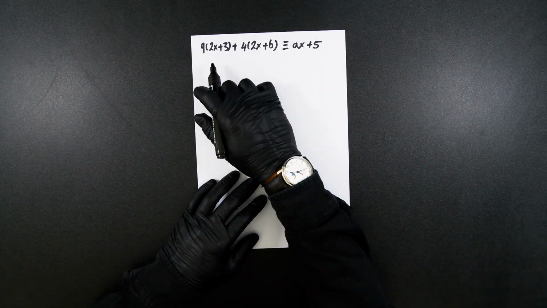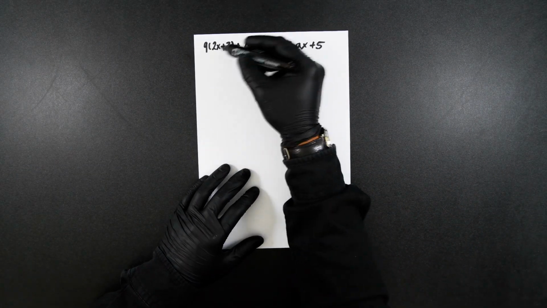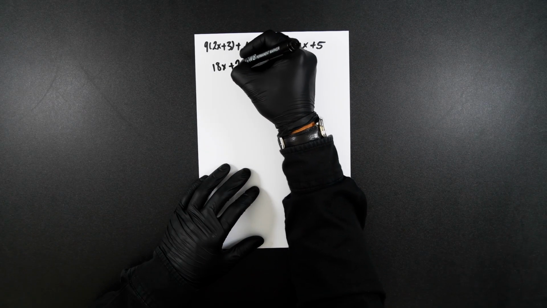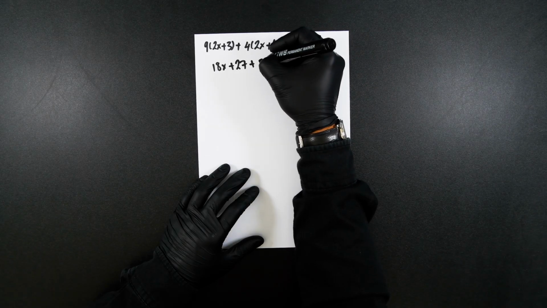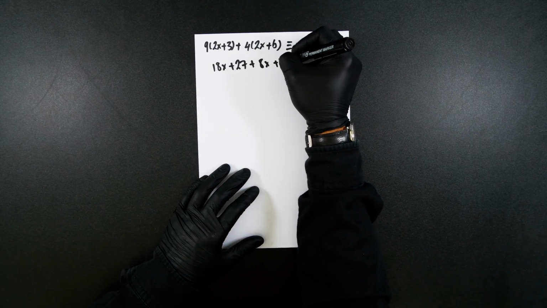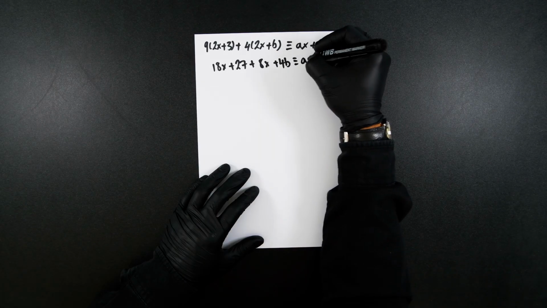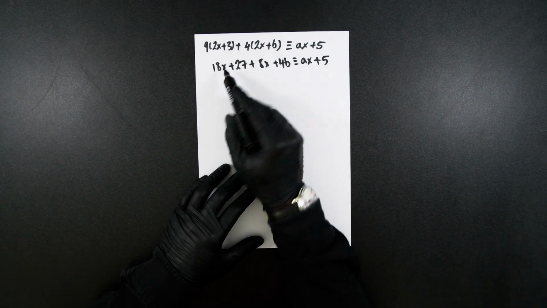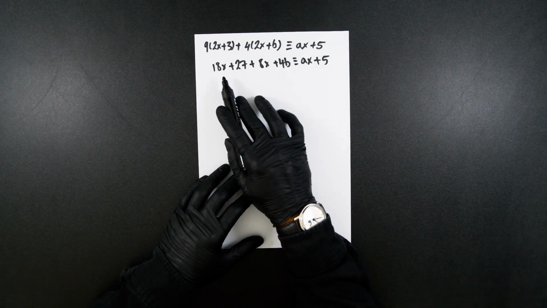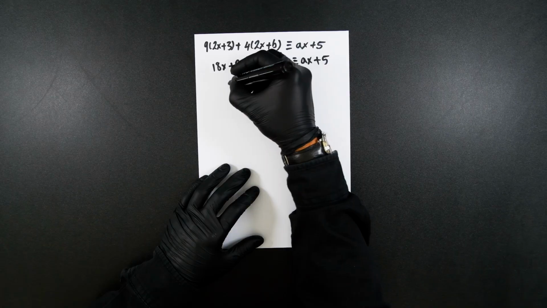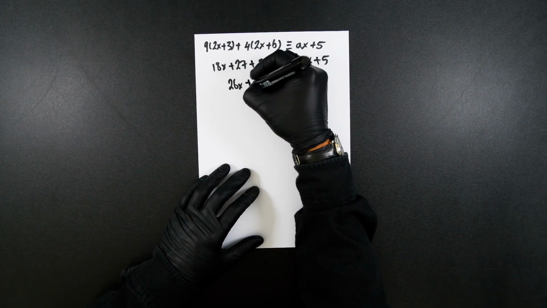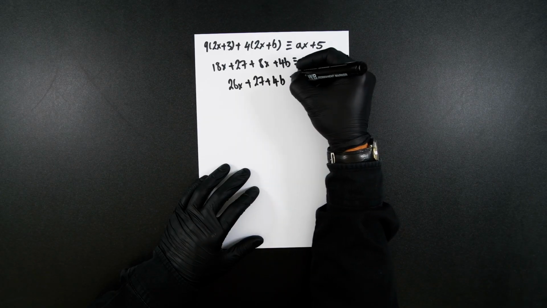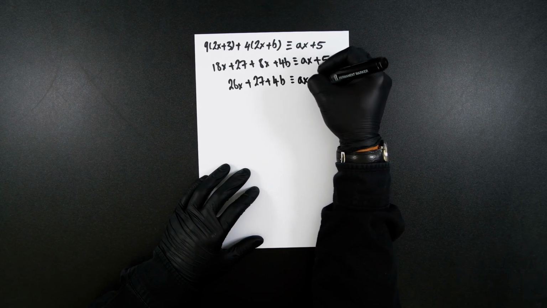First step is let's expand everything here. So let's just get rid of all these brackets. So we're going to get 18x plus 27 plus 8x plus 4b, which is congruent to ax plus 5. We can now sort out all of this. We've got some x terms which are the same, so that's going to become 26x plus 27 plus 4b, which is congruent to ax plus 5.